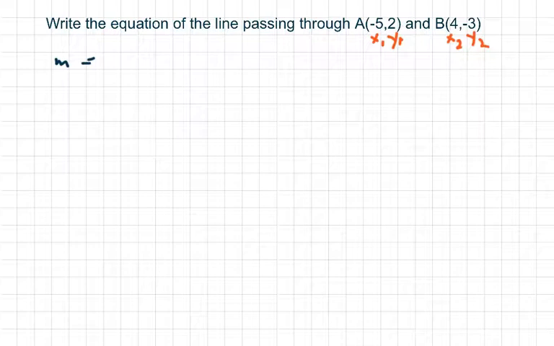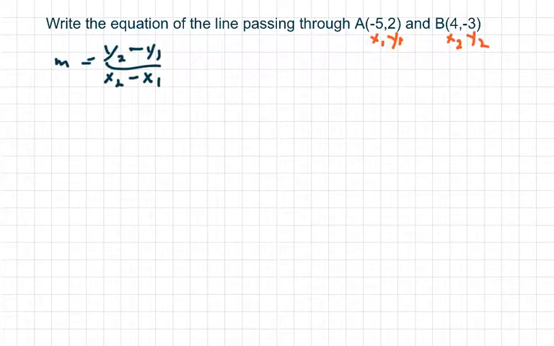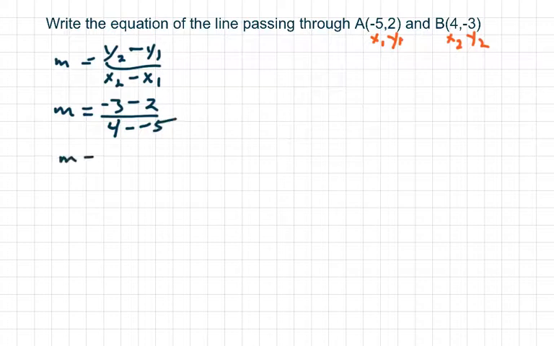M equals y2 minus y1 over x2 minus x1. Substitute the values that we know into the formula. We get -3, minus y1, which is 2, divided by 4 minus a minus 5. Okay, so now we'll simplify this. And this will be the slope of our line. So we've got one of the two things that we need. So I've got -5 over 9.